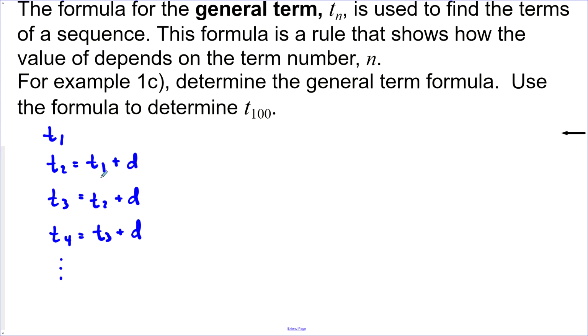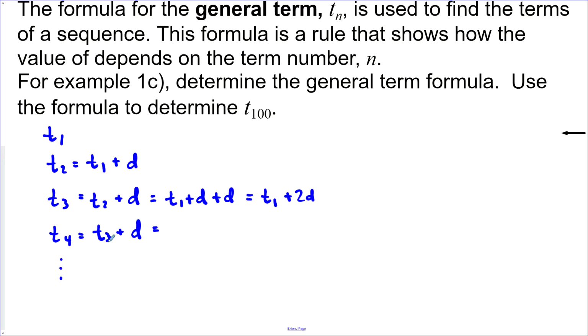Now, if we look closely though, T2 is equal to T1 plus D. So for this one, we could say this is T1 plus D, to replace the T2, and then plus this D. So this D comes from here, and this D is right here. So actually we get two D's here. And we can do the same thing for this one. T3 is actually T1 plus 2D.